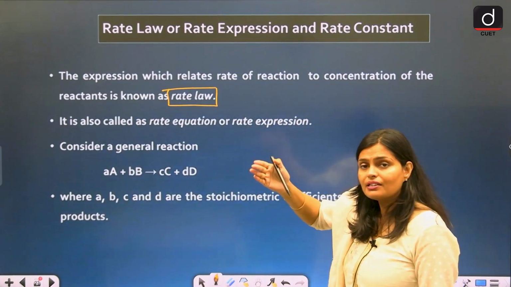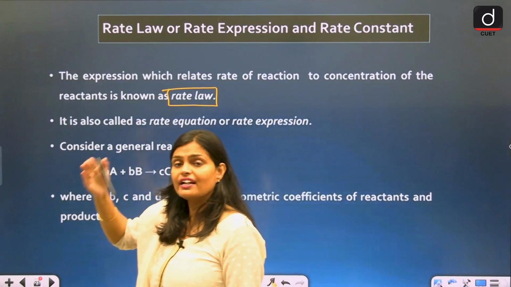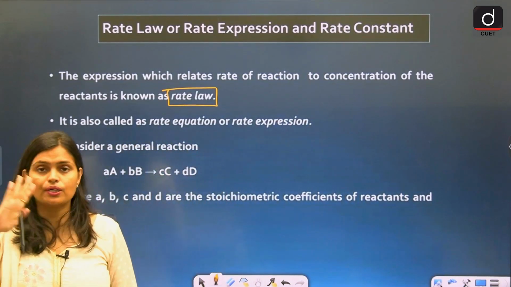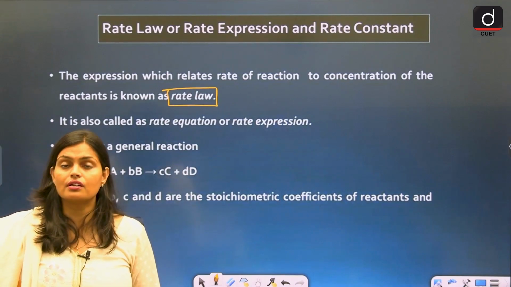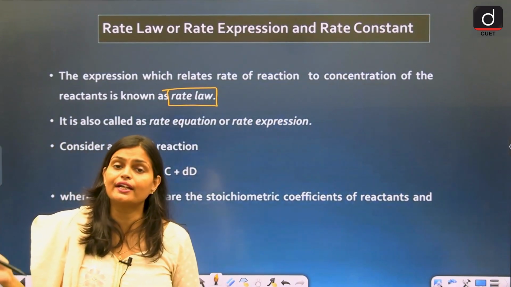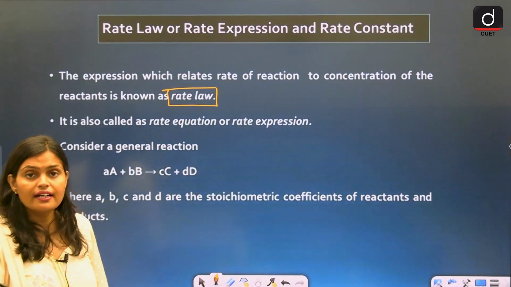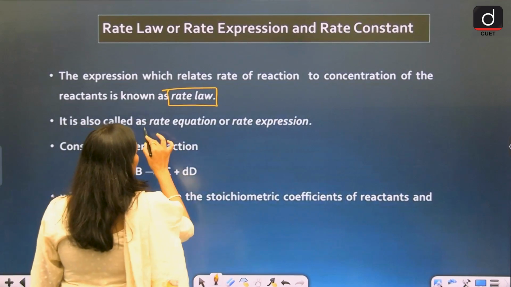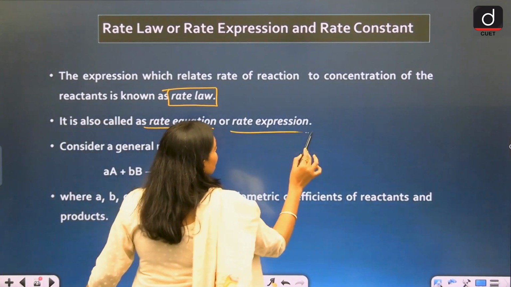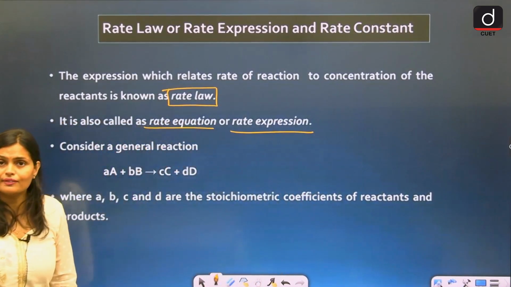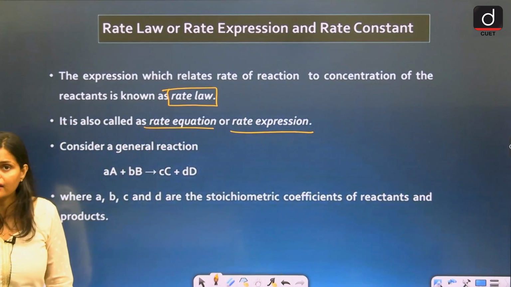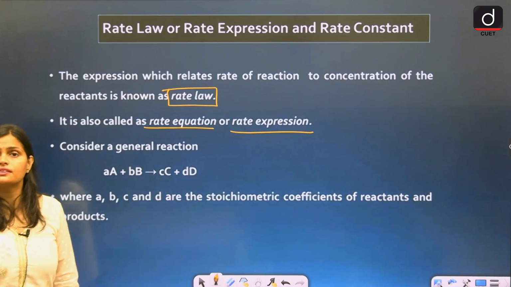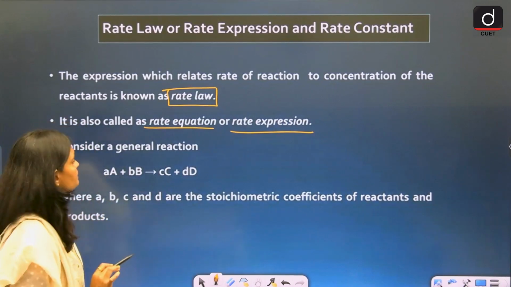So what does the rate law tell us? The rate expression is related only to the concentration of the reactant. Here we are not talking about the rate of product. The rate is only and only related with the concentration of the reactant. It is also called the rate equation or rate expression. So rate equation, rate expression, and rate law are all the same, all related only with the concentration of the reactant.